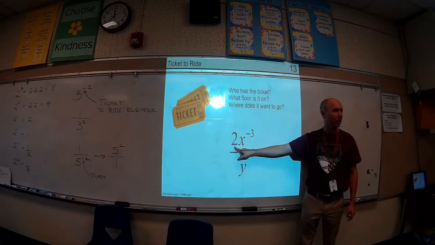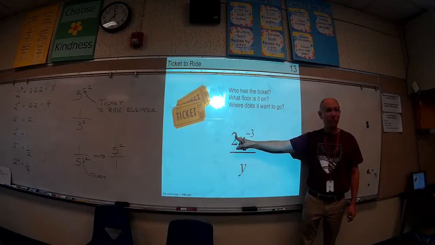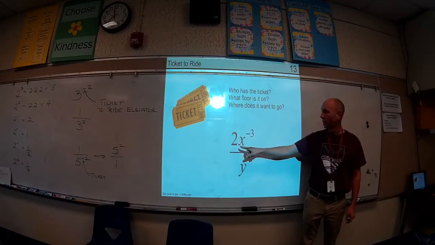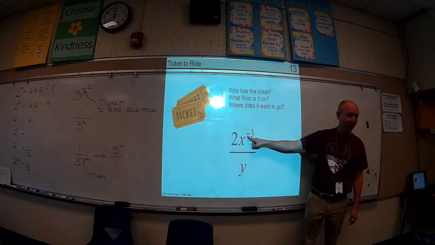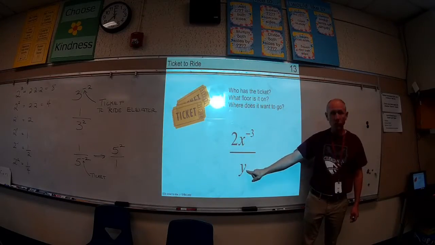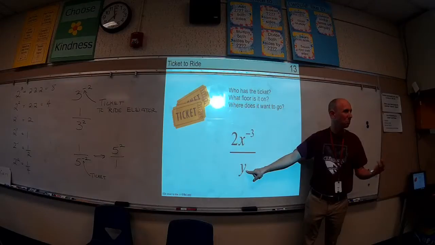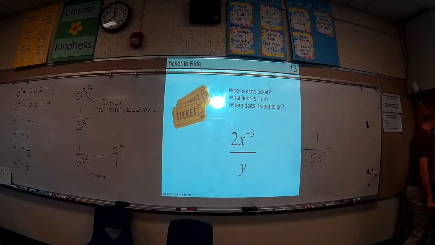Chris, does the 2 have a ticket? No. Does the 2 get to move? No. Does the X have a ticket? No. Wait, yes. That's a ticket. So where's the X gonna go? Down. Does the Y have a ticket? So what's the Y do? Your options are up, down, or stay. Okay, there we go.